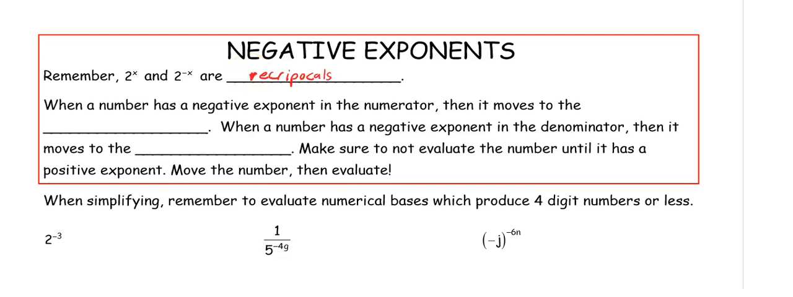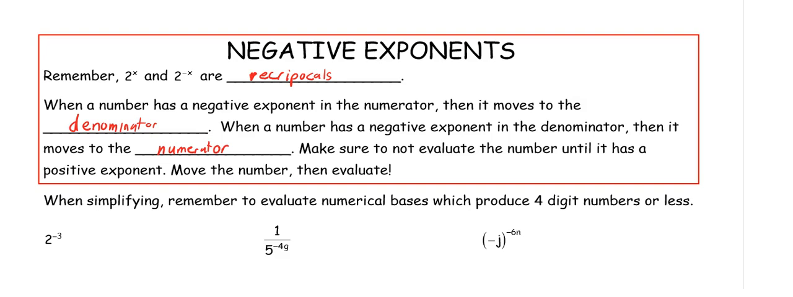So when a number has a negative exponent in the numerator, it's going to move to the denominator of the fraction. And when a number has a negative exponent in the denominator, then it's going to move to the numerator of the fraction. So basically it's going to move either from the top part of the fraction to the bottom part or vice versa, depending on where that negative exponent was located.